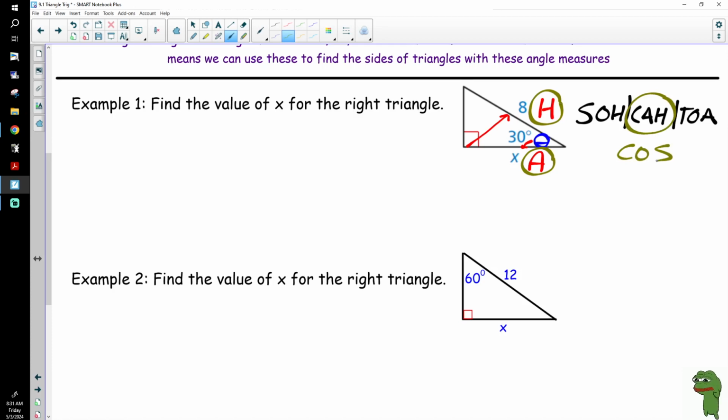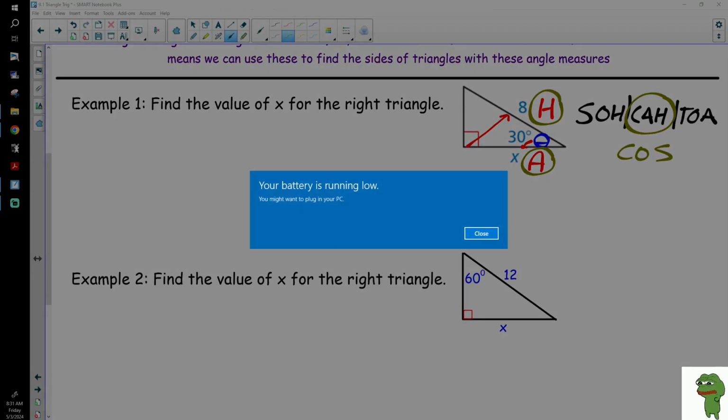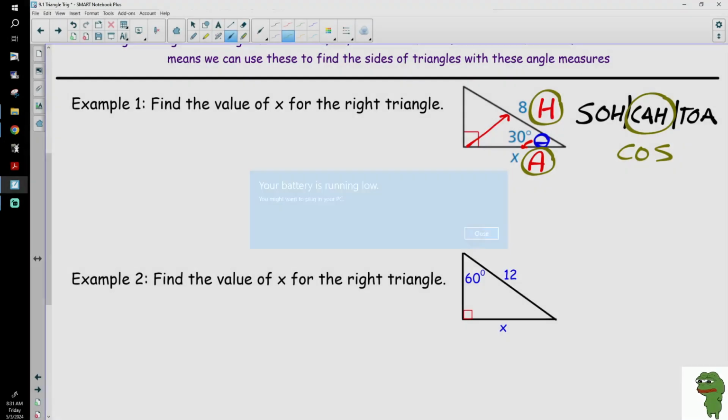cosine. Because cosine is the ratio between my two sides. So let's set this up. Cosine is the one I'm going to use.